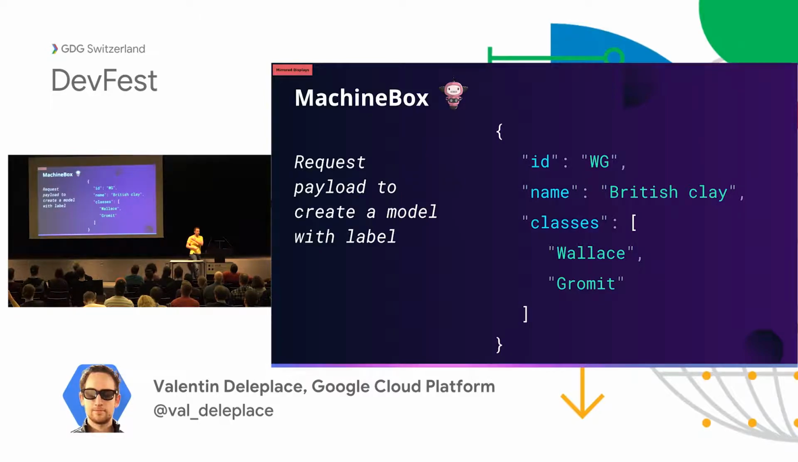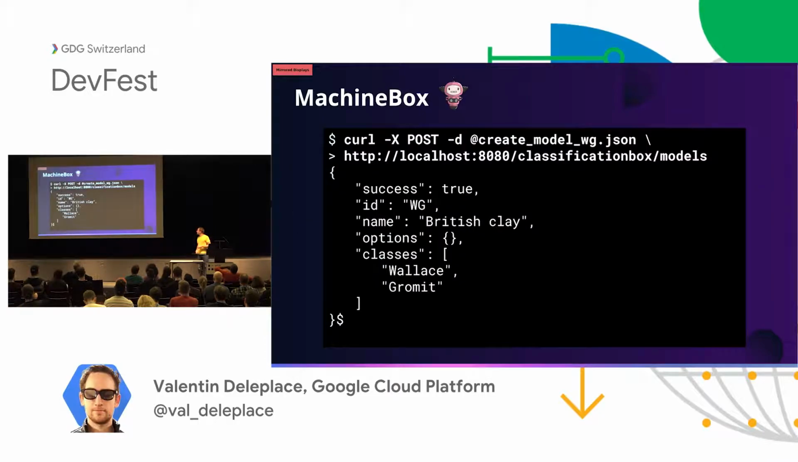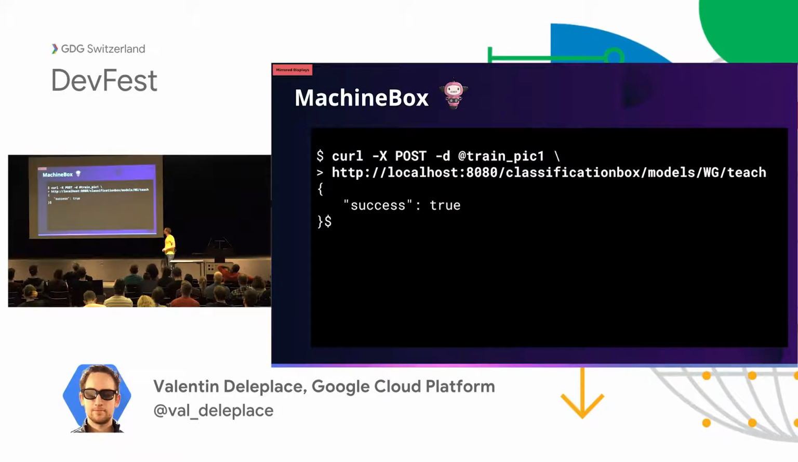So this is what the payload looks like to create a model with the labels Wallace and Gromit. You call it with curl. Okay, so that builds an empty model, an empty shell. Then you use curl and the REST API to train it with some pictures. Here, train pic one. What is it? Basically, it's a file in which one picture was base64 encoded. So I shove it into the training process, and it answers success true. Okay, it correctly ingested one picture.